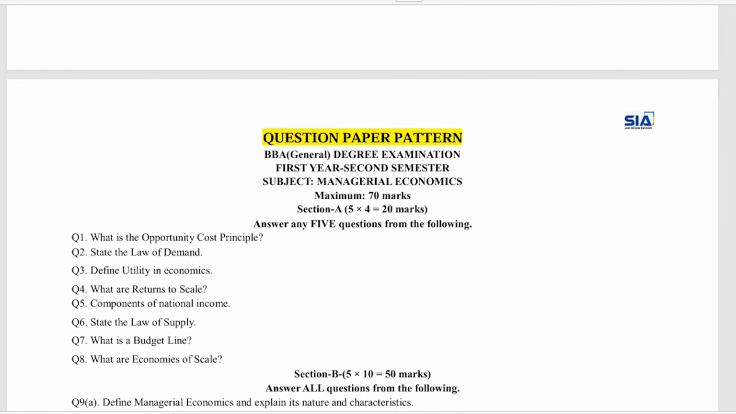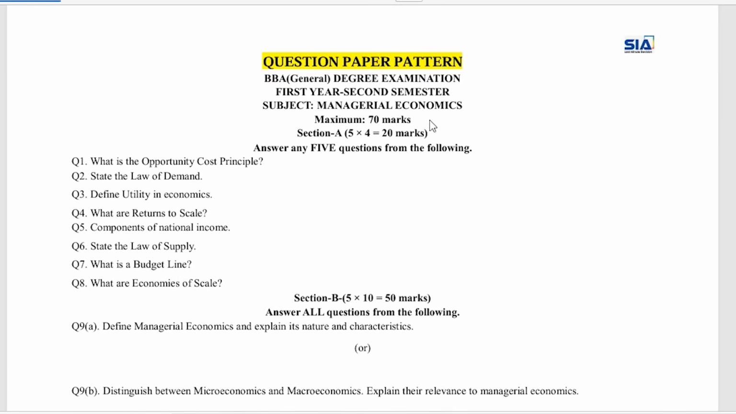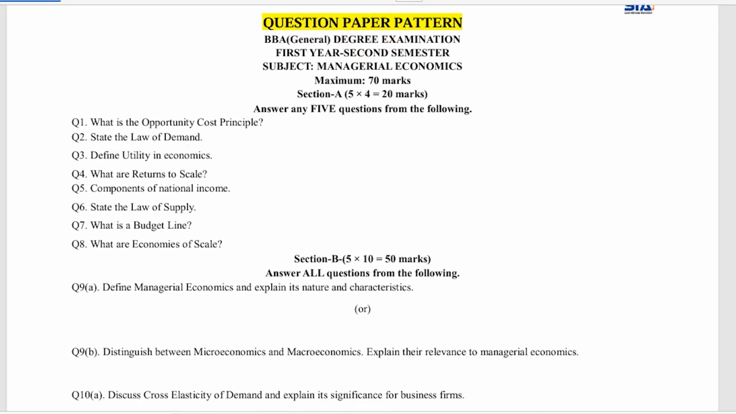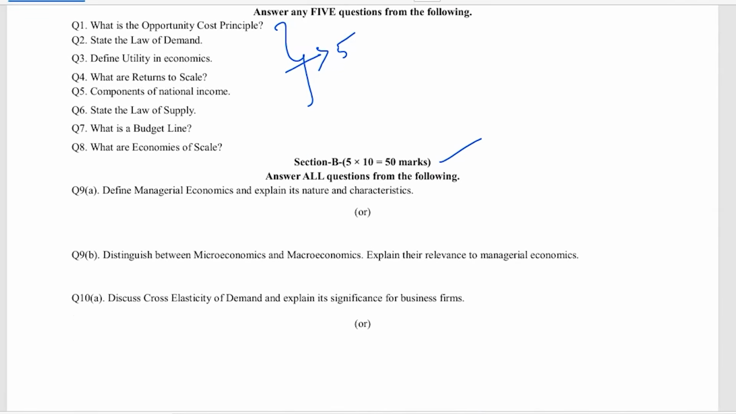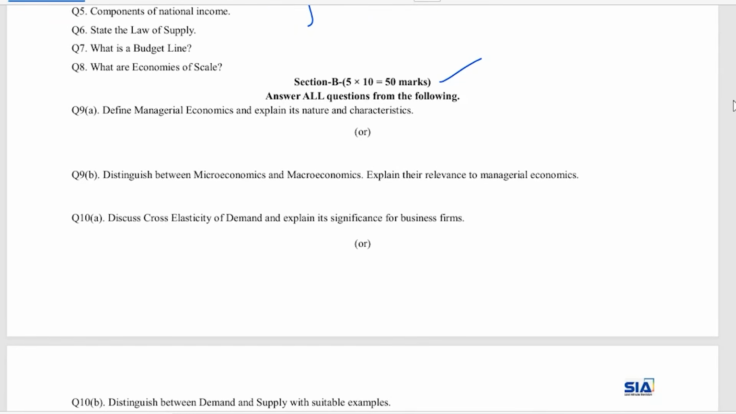Coming to question paper pattern. Total marks are 70, and we have Section A and Section B. Section A is for 20 marks and Section B is for 50 marks. In Section A, you have to attempt any 5 questions, and 3 questions are choice. In Section B, we have an internal choice. You can attempt either 9A or 9B.